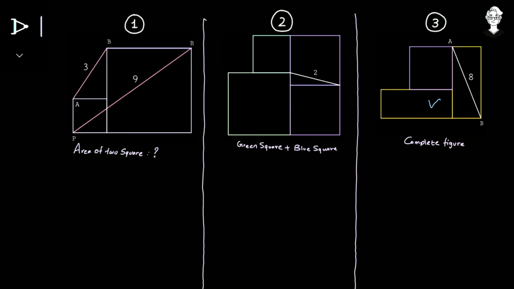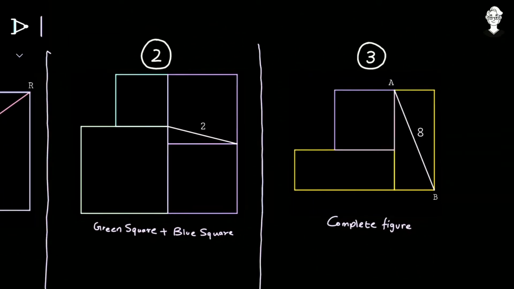And the third one, this rectangle and this rectangle are congruent to each other, and the diagonal of one of the rectangles is equal to 8. And you have to find the area of this complete figure, that is the area of these two rectangles plus the area of this square. So let us see the solution. First of all, we are going to see the solution of the third one.